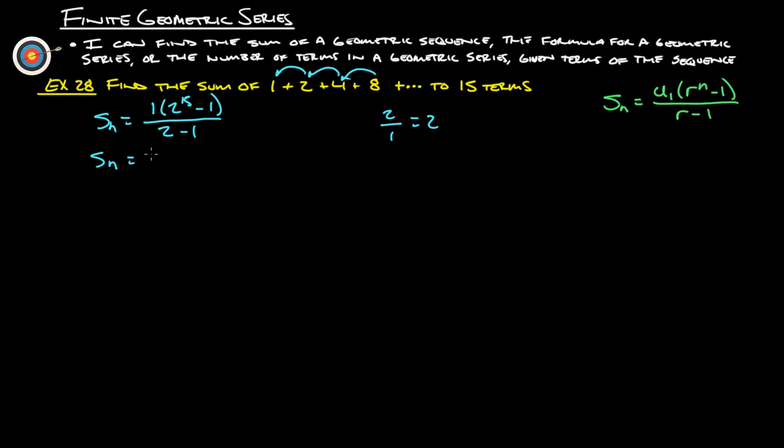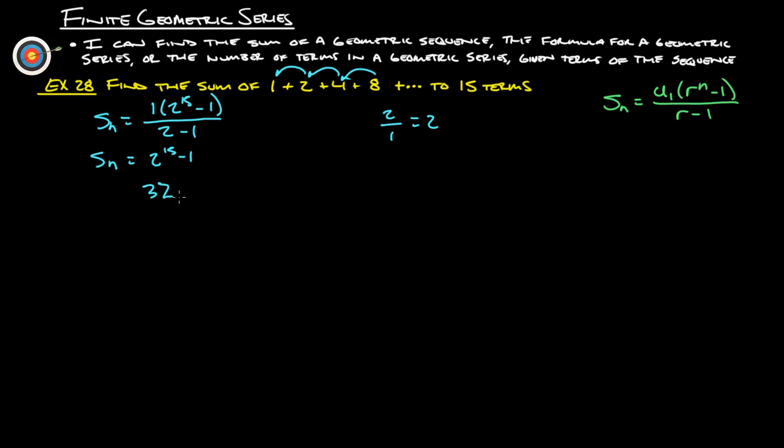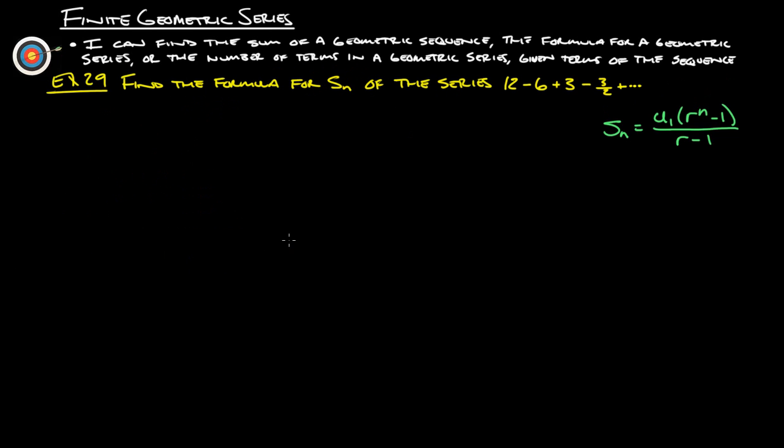So that's just going to be 1 times, which doesn't do anything, so it's basically 2 to the 15th minus 1 all over 1, so it's just 2 to the 15th minus 1. So 2 to the 15th power, and then minus 1 should give us our answer, 32,767, which is the sum of the first 15 terms. Okay, let's take a look at another example here.